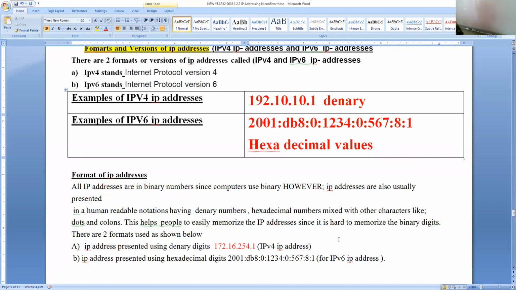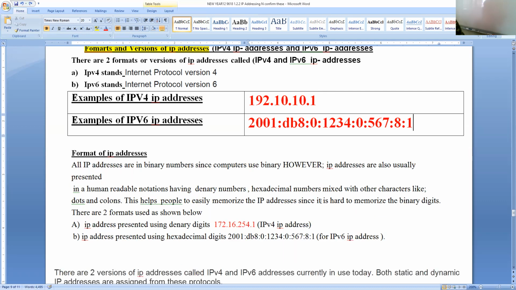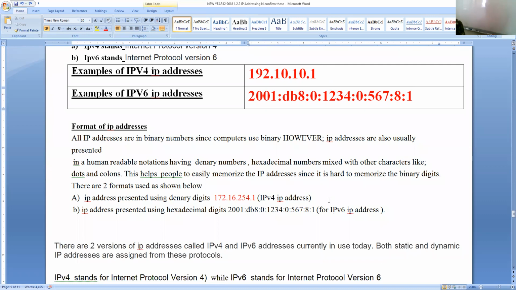Are we there? Yeah. Very good. Now next, there are some other differences we need to know.